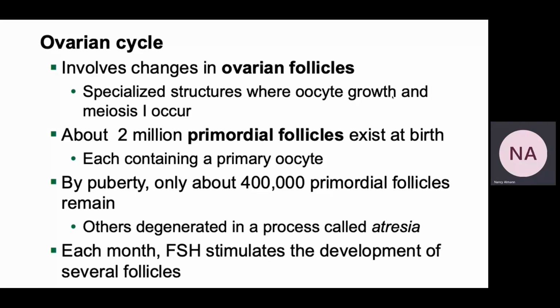At birth, the female has about 2 million primordial follicles. Each of those follicles will contain a primary oocyte. By the time puberty sets in, there are only about 400,000 of those left. Atresia is the name for the process by which those degenerate.